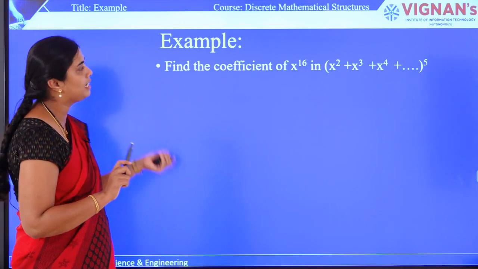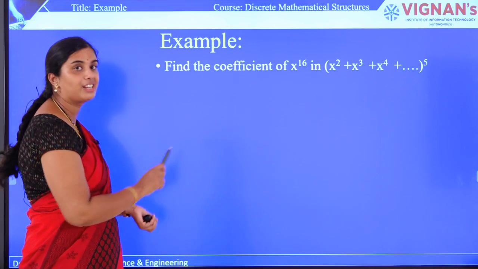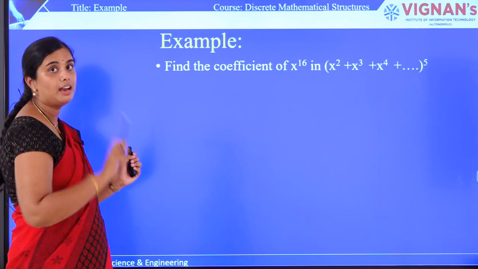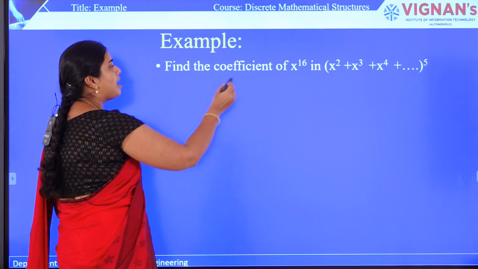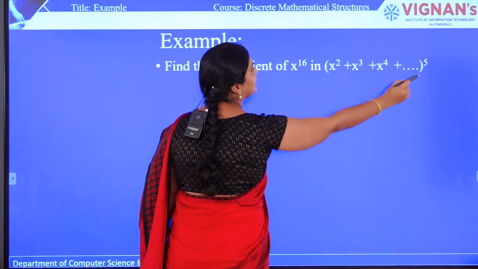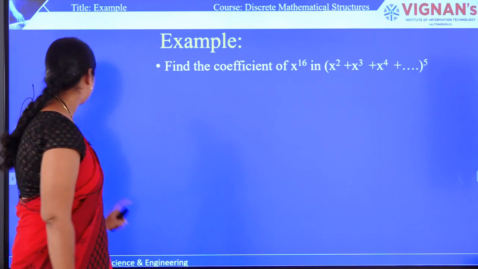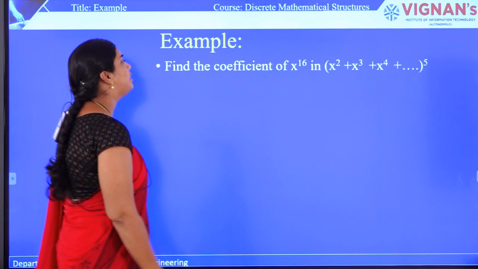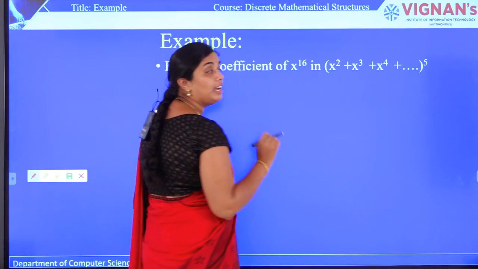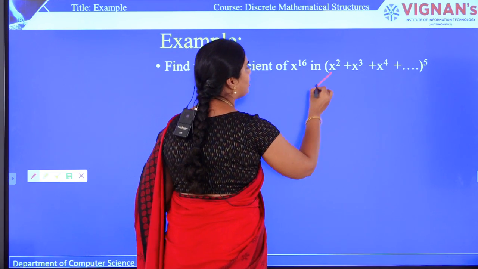And next, if you see this example, you will get familiarized with what is actually the coefficient of the generating function. See, here I am asked to find the coefficient of x power 16 in this given expansion. So how to calculate this one? What we will do is reduce it to binomial terms in order to calculate. So how will we be reducing?